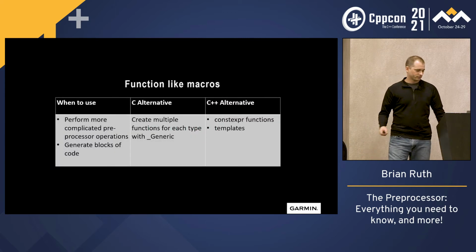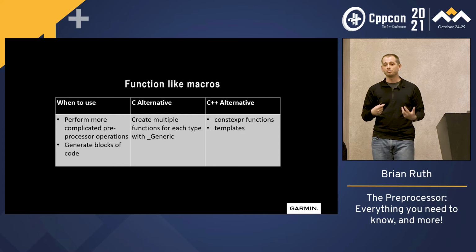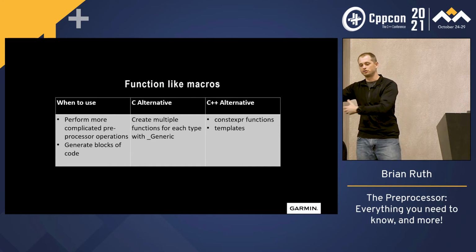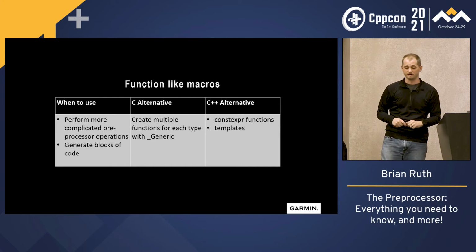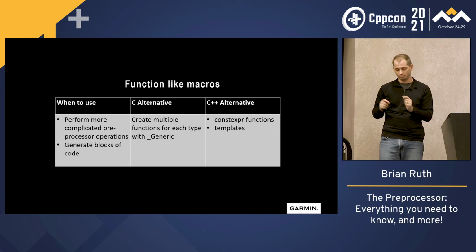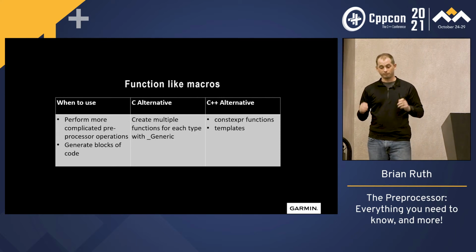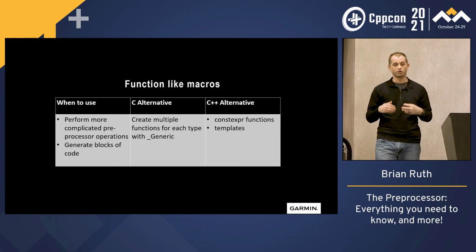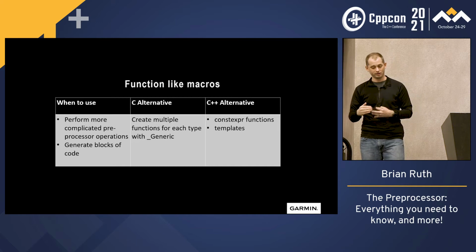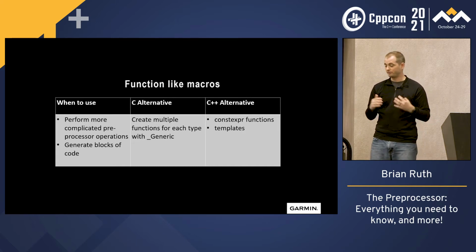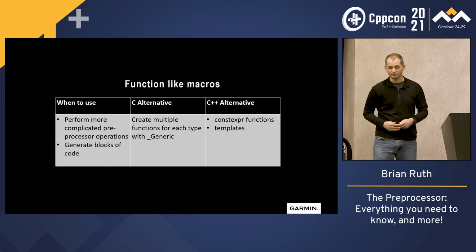So function-like macros allow you to perform more complicated preprocessor operations, which we'll see in a little bit. So it allows you to have multiple layers that you can build on to generate one of these constant expressions. And they can also be very useful for generating blocks of code, which we'll also see in a little bit. For C, one cool thing that they've added is the ability to create kind of like a giant switch statement using _Generic. And for C++ alternatives, we've got constexpr functions, we've got templates, things like that.